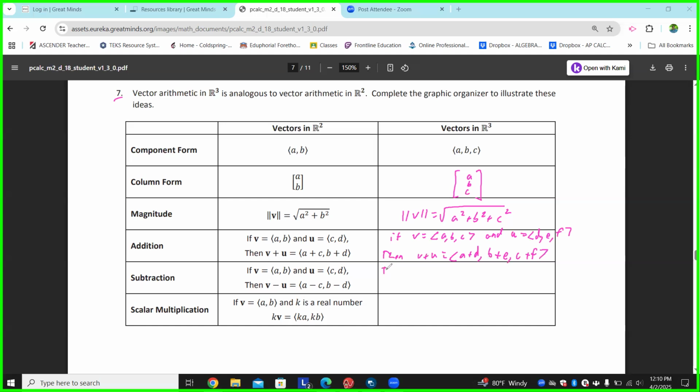It's the same concept with subtraction. So once again, if v is equal to a, b, c, and u is equal to d, e, f, then v minus u would be a minus d, comma, b minus e, comma, c minus f.